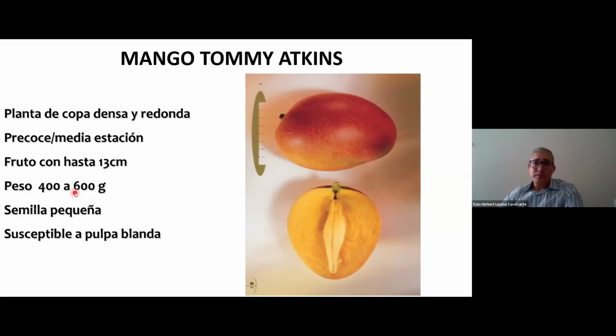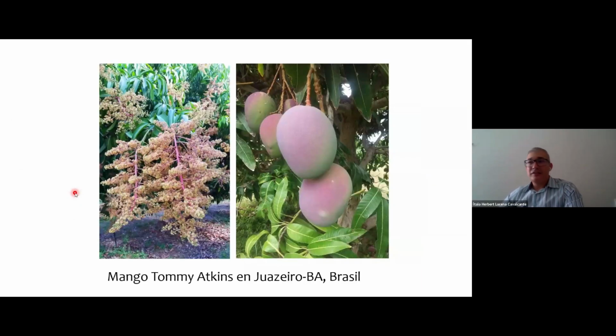So during the first stage, it is important to ask the question, is it possible to have a larger fruit, to produce larger fruit? Here we're looking at Tommy Atkins. This is a good sized fruit, and that can reach 500, 550 grams, a little more or a little less.